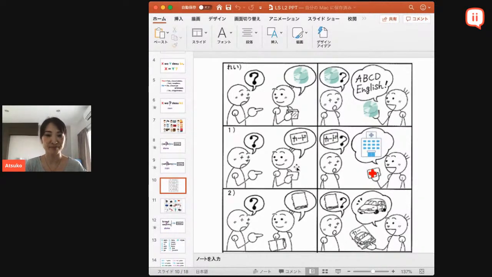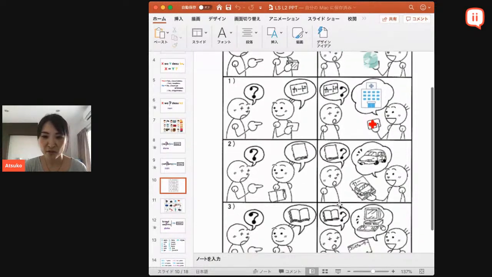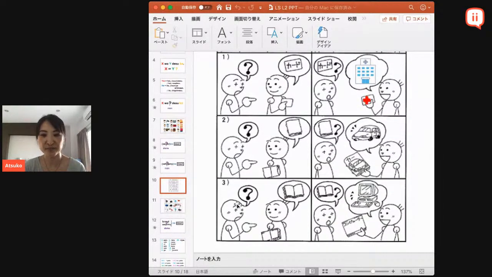Okay. So I'm A, you're B, let's role play. それは何ですか？何のカードですか？Okay, then you start asking me. I have a card. カードです。病院のカードです。Okay, next. The first question is saying, what's that? それは何ですか？And this is magazine. Magazine is 雑誌。雑誌です。Second question. 何の雑誌ですか？Do you remember car? 車の雑誌です。Okay, last one. What's that?